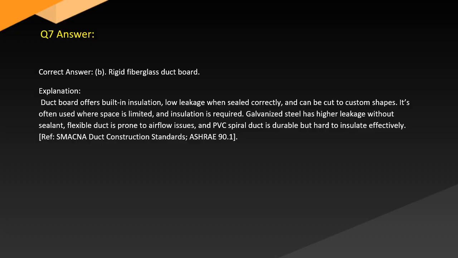Galvanized steel has higher leakage without sealant. Flexible duct is prone to airflow issues, and PVC spiral duct is durable but hard to insulate effectively. Ref. SMACNA Duct Construction Standards, ASHRAE 90.1.